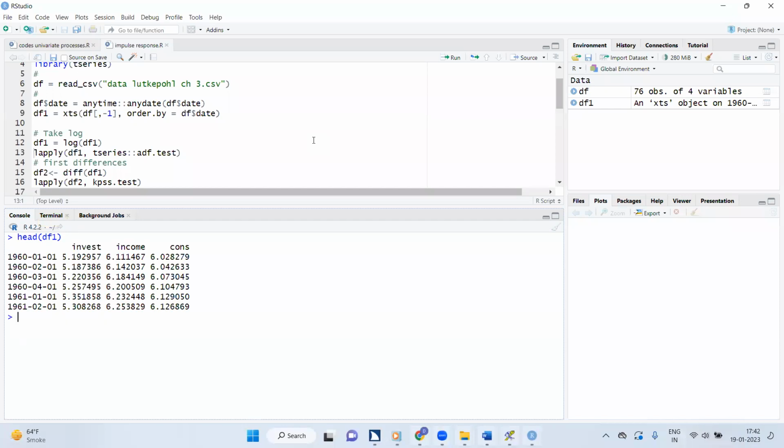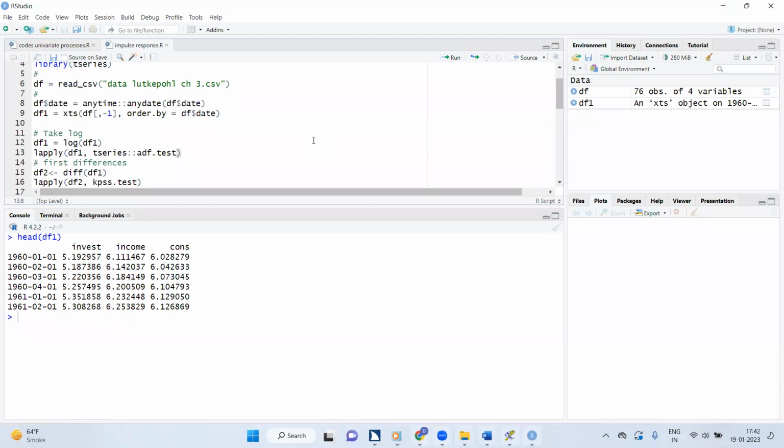Right now there are just 3 variables, but maybe I'm working with 5 variables or 10 variables. And if I need to perform a unit root test, then I need to run the unit root test 10 times, right? That would be quite time consuming. So what I can do, I can take this command, lapply. Lapply means apply list-wise, means apply on each column.